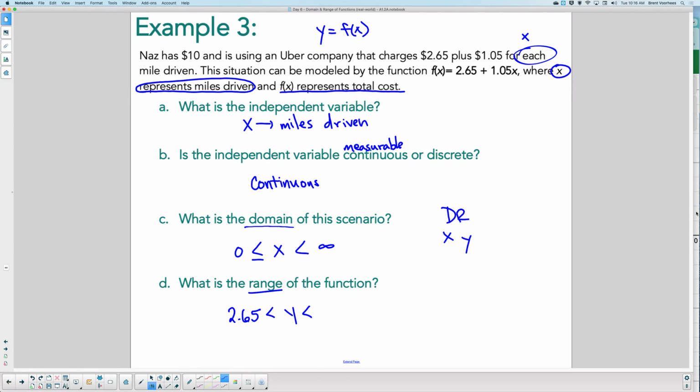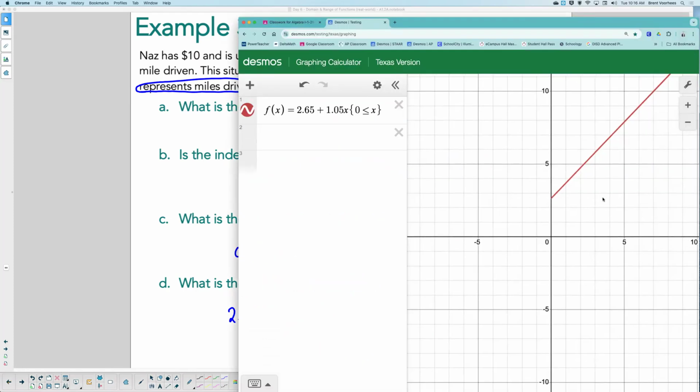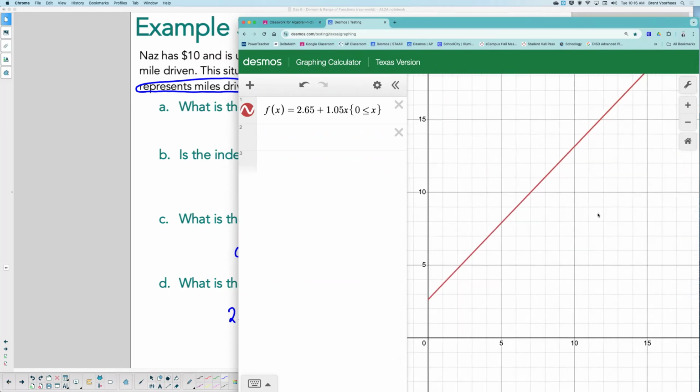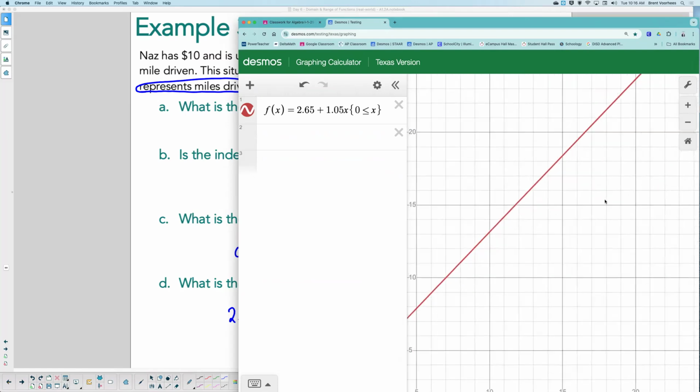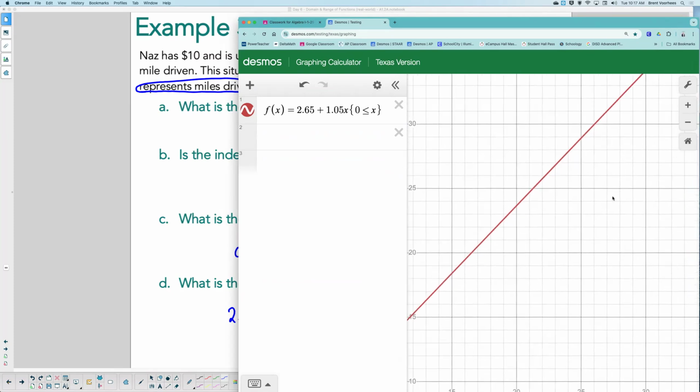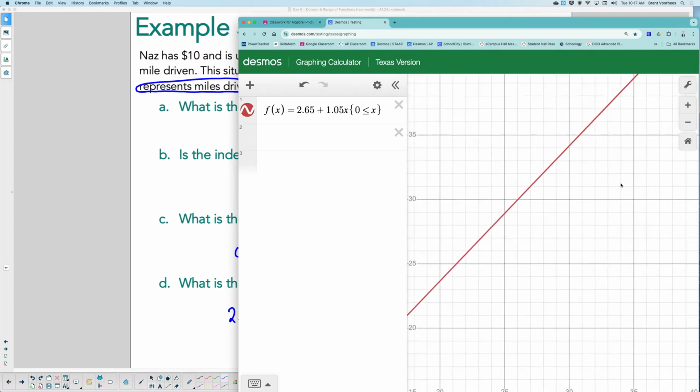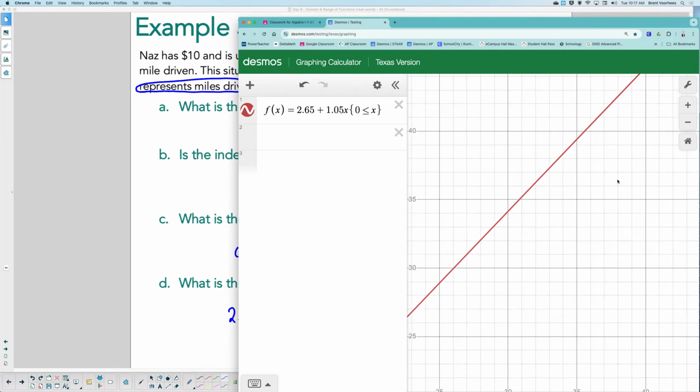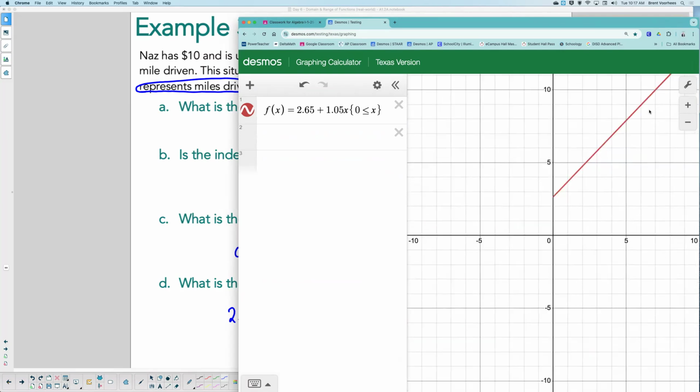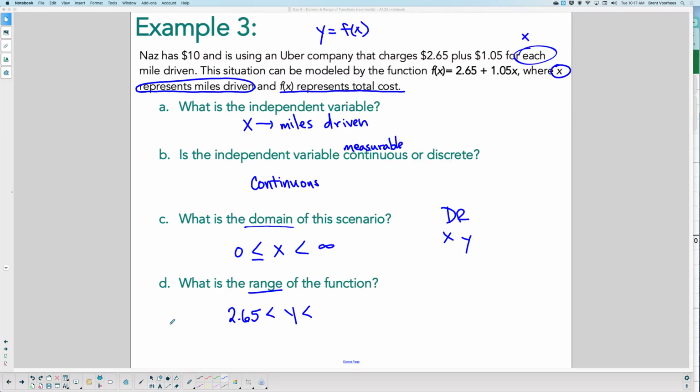Go back to your graph. That's the bottom. How tall does this graph go? How high does it go? How high did it go? It keeps going. So what number do you use if it goes on forever? Put an infinity there.